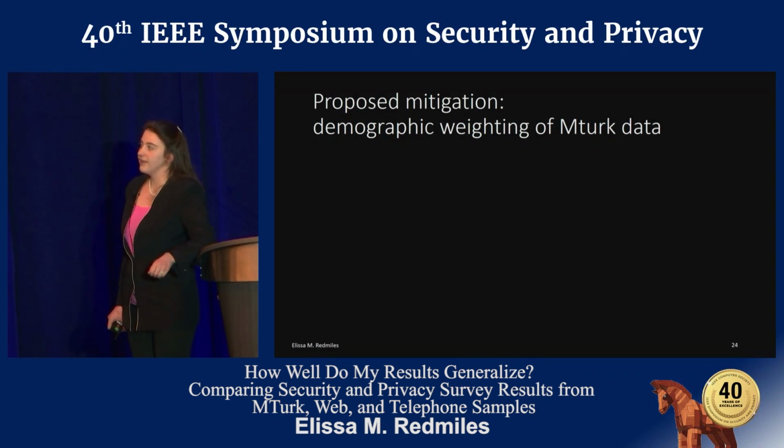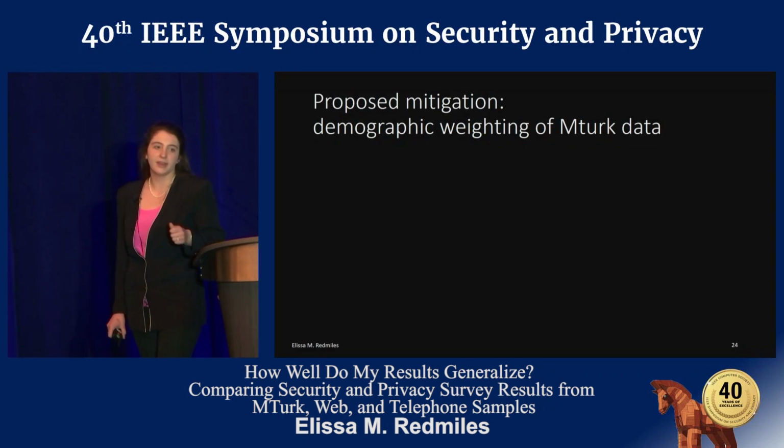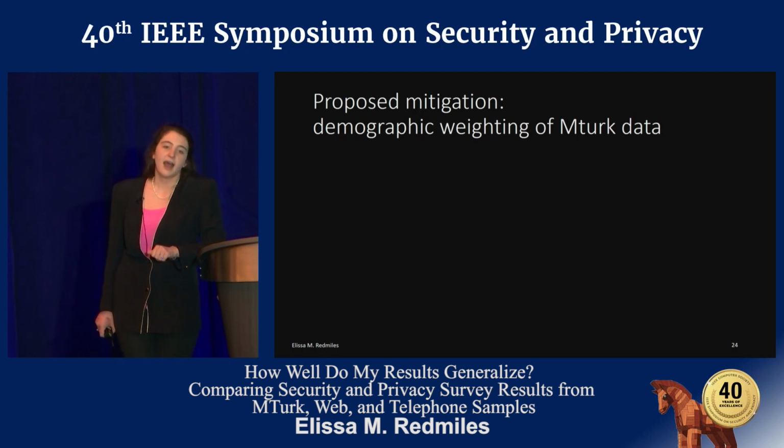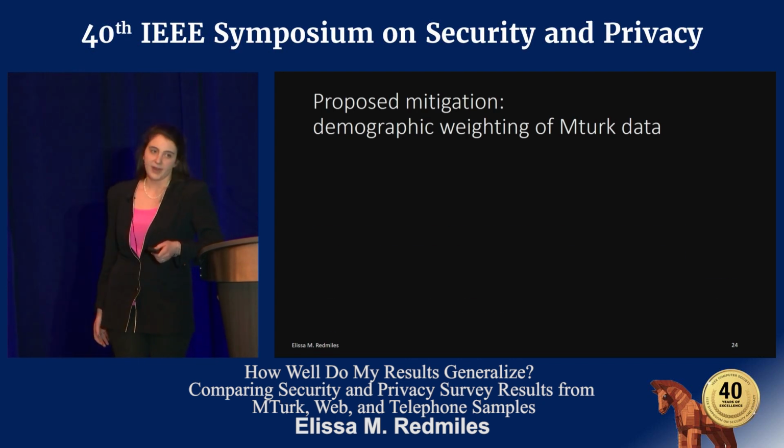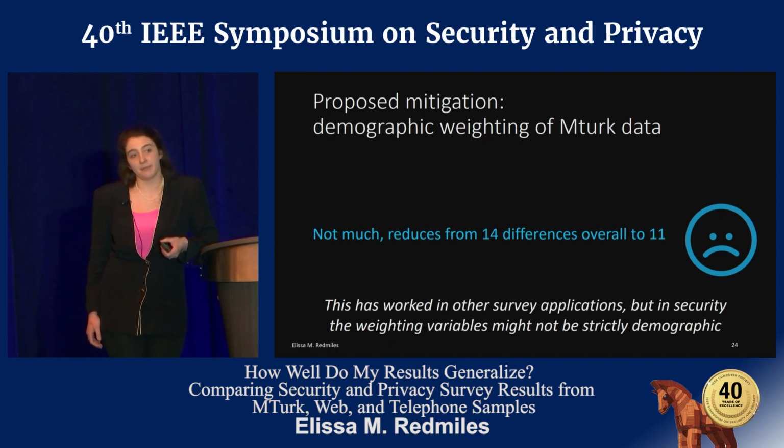In order to try to see if we could improve the quality of the Amazon Mechanical Turk data, we tried doing demographic weighting. In other survey methodology areas, where people are doing surveys about smoking cessation or sexual health, they found that doing demographic weighting, despite the lack of random sampling, actually helped. In our case, it had very little impact.